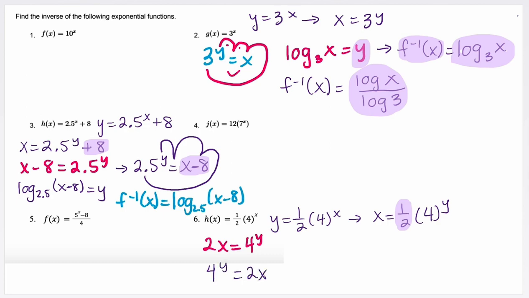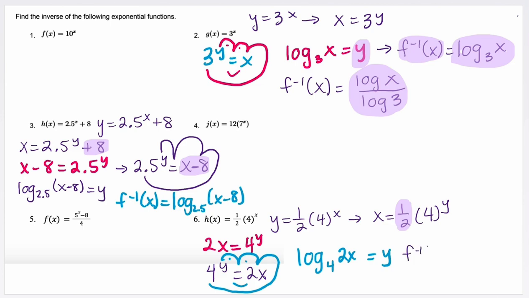And now I'm going to convert it to a logarithm. So log base 4 of 2x equals y. There's my little loggy froggy. So log base 4 of 2x equals y. And then in inverse notation, this would be f negative 1 of x equals log base 4 of 2x. So that would be the inverse there. So I'm going to box all those in.